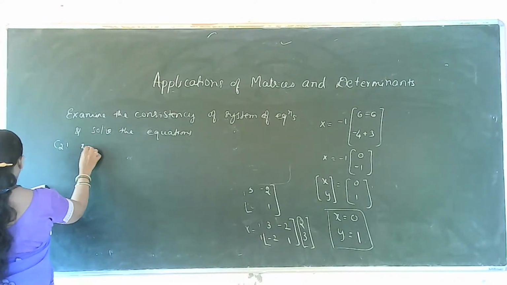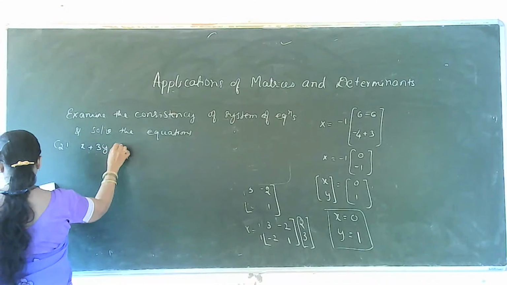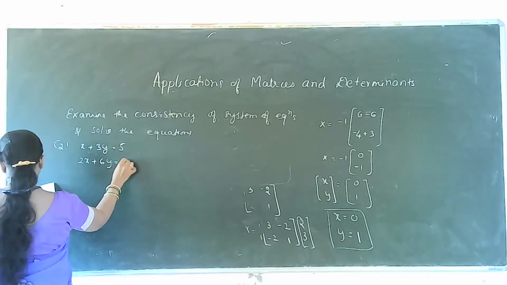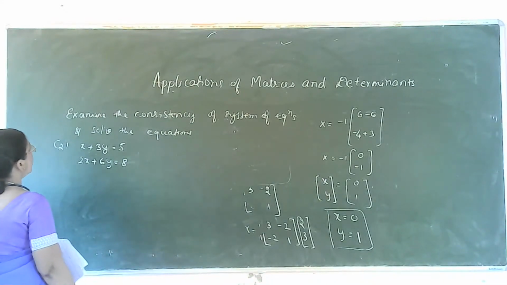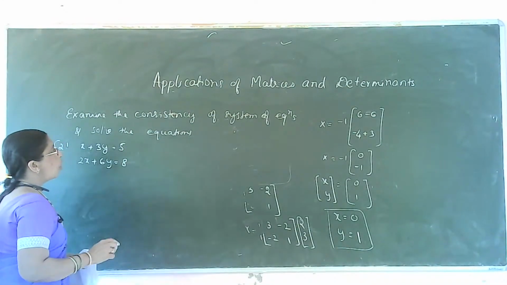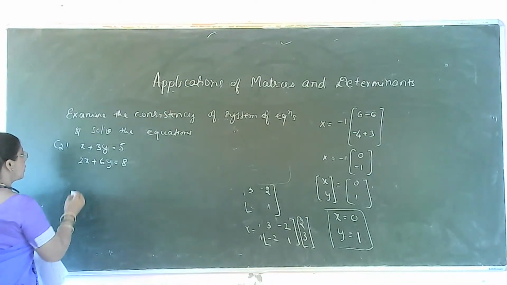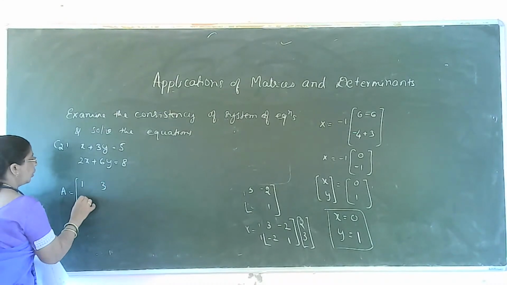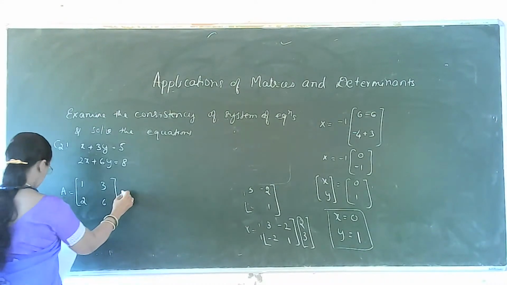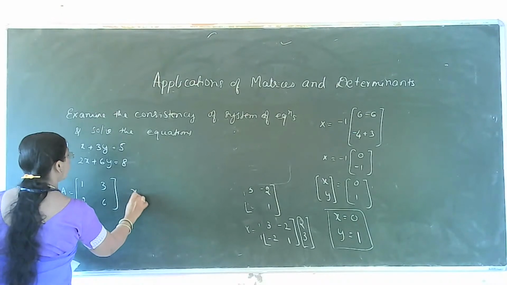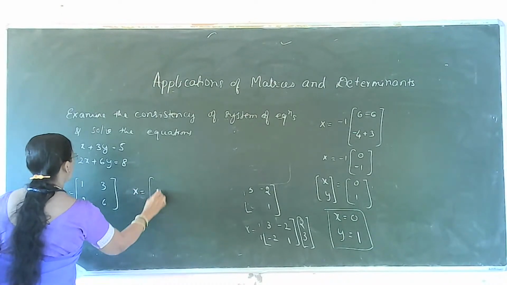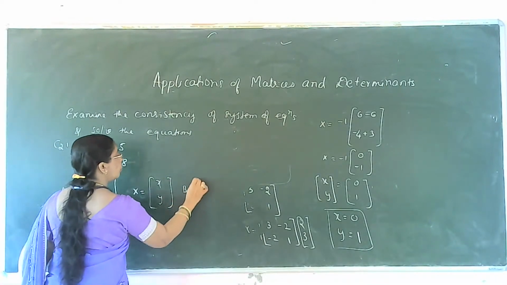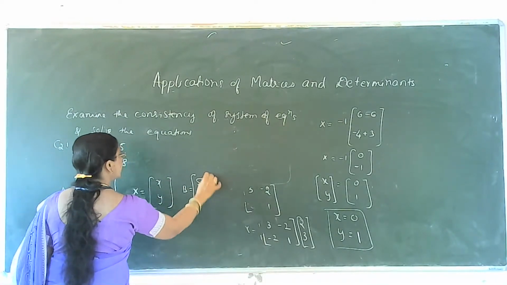Second one: x plus 3y is equal to 5, 2x plus 6y is equal to 8. Examine the consistency of the system of equations. First, we write A is equal to [1, 3; 2, 6], then X is equal to [x; y], and B is equal to [5; 8].